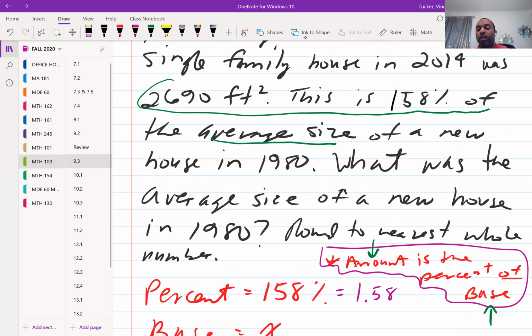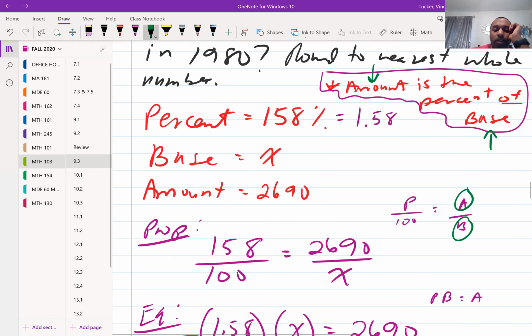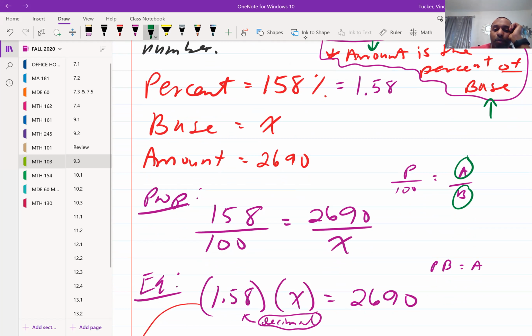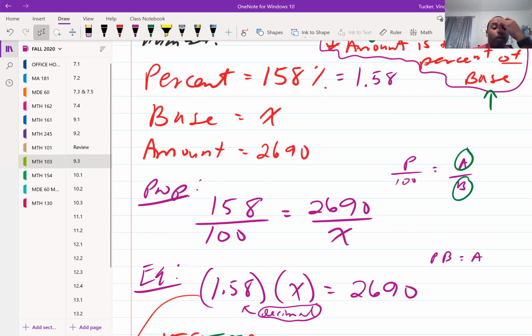Whatever you're taking the percent of, whatever you're applying the percent to or multiplying it to, that's going to be your base. And so if we set it up using the proportion, that's going to be 158 over 100 equals 2690 over X. Now looking at the equation, we'll solve it in a second. Looking at the equation, you're always looking at PBA, percent times base is equal to your amount. That's the same statement that's right here.